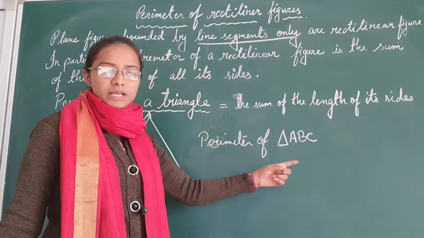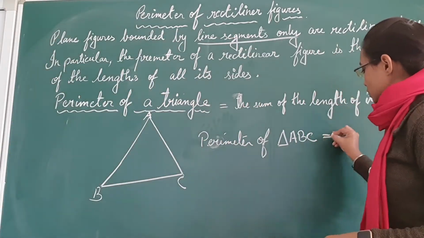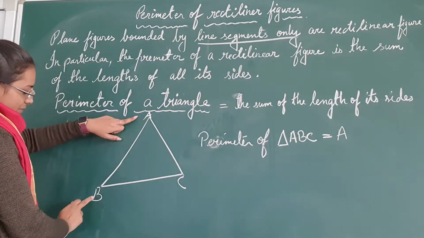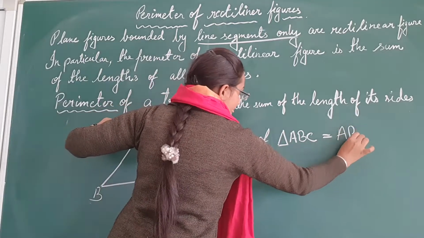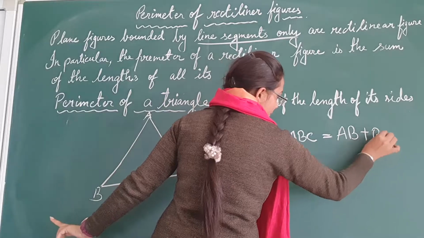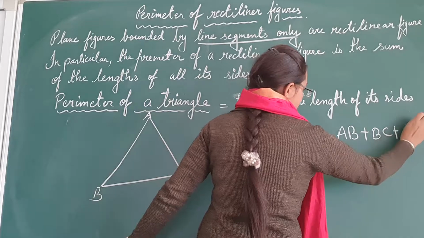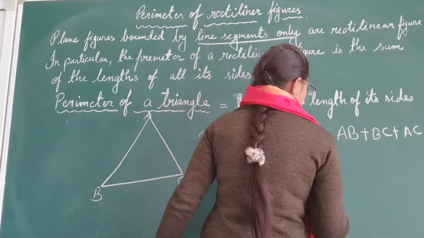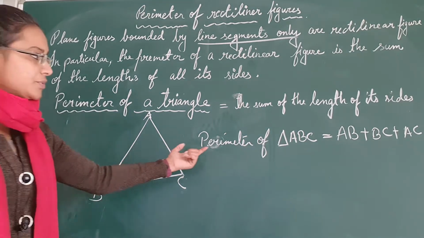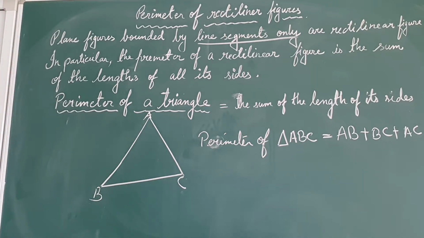Instead of writing, you can make the triangle shape also. So perimeter of triangle is equal to line segment AB plus line segment BC plus line segment CA. Or you can write AC. So to find out the length, you can do this. This is the formula of perimeter of triangle here. Let us see one example also.